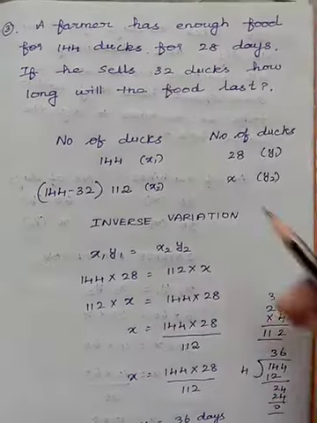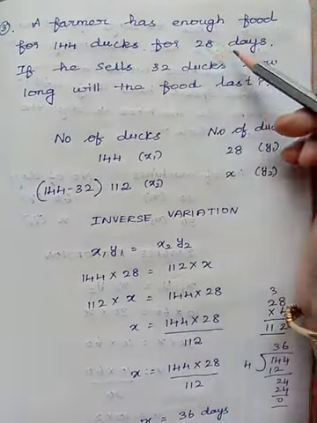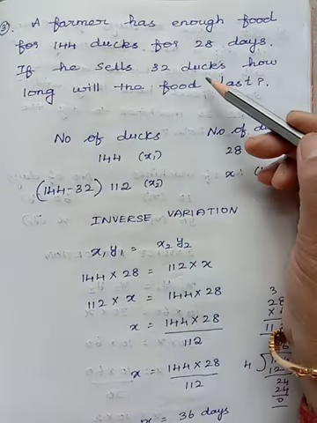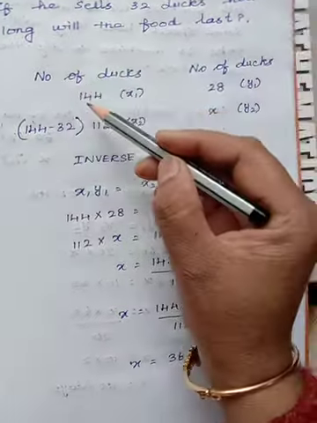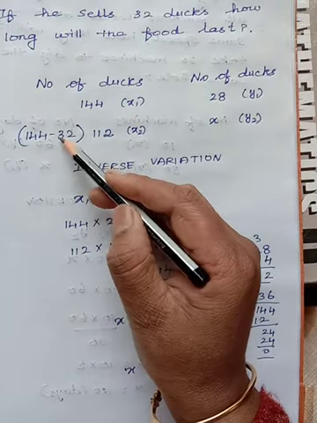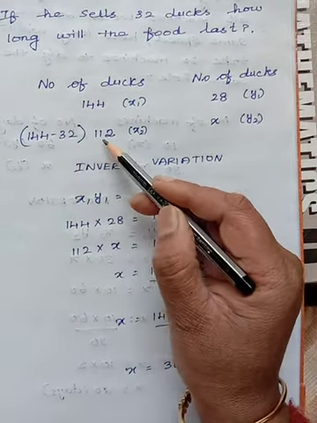Your third question. A farmer has enough food for 144 ducks for 28 days. If he sells 32 ducks, how long will the food last? So the number of ducks is 144. The food is there for 28 days. If he sold 32, then 144 minus 32, the remaining is 112 ducks. So for the number of days, how many days will the food last?